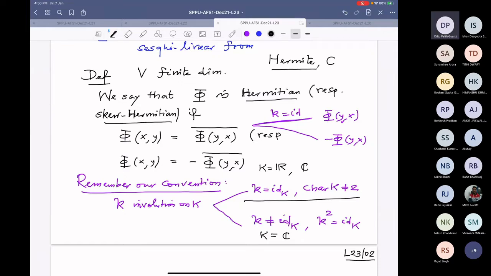If anybody has any doubt still? Yes, please. Tithi? Yes, sir. Any other doubt you have in your mind? No, sir, it's fine.